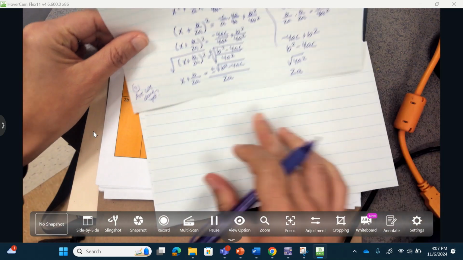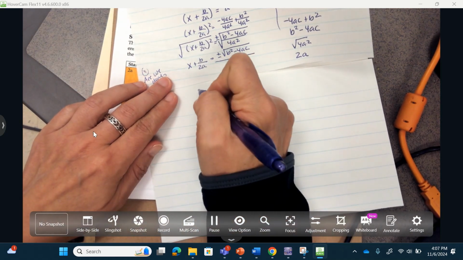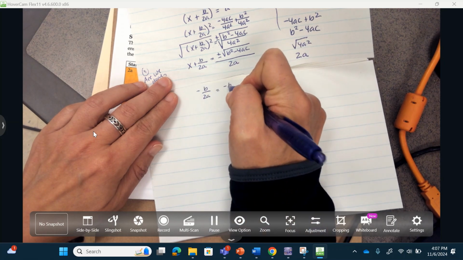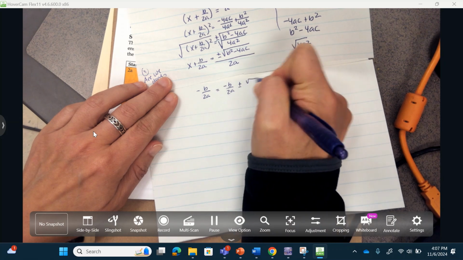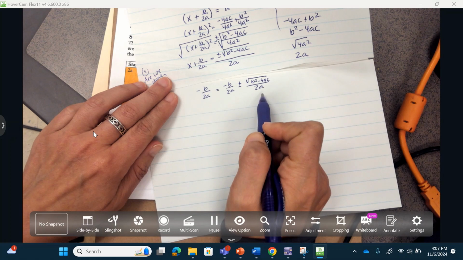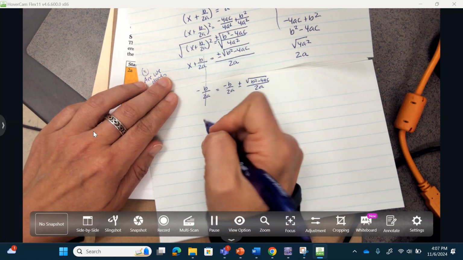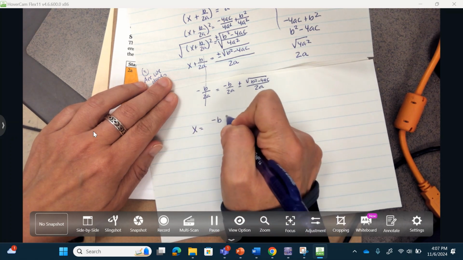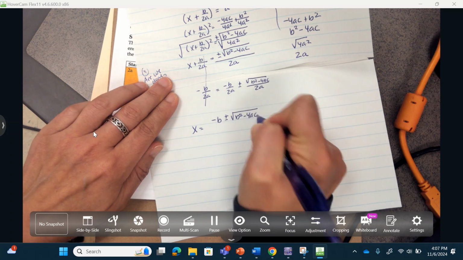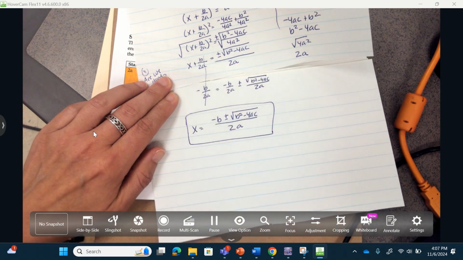All right, let's finish this up. So we've got this here. I need to get x by itself, so I'm going to subtract b over 2a from both sides. And lo and behold, we have a common denominator. So if I have a common denominator, I can just combine those. So I have negative b plus or minus the square root of b squared minus 4ac all over 2a. And there is your quadratic formula.